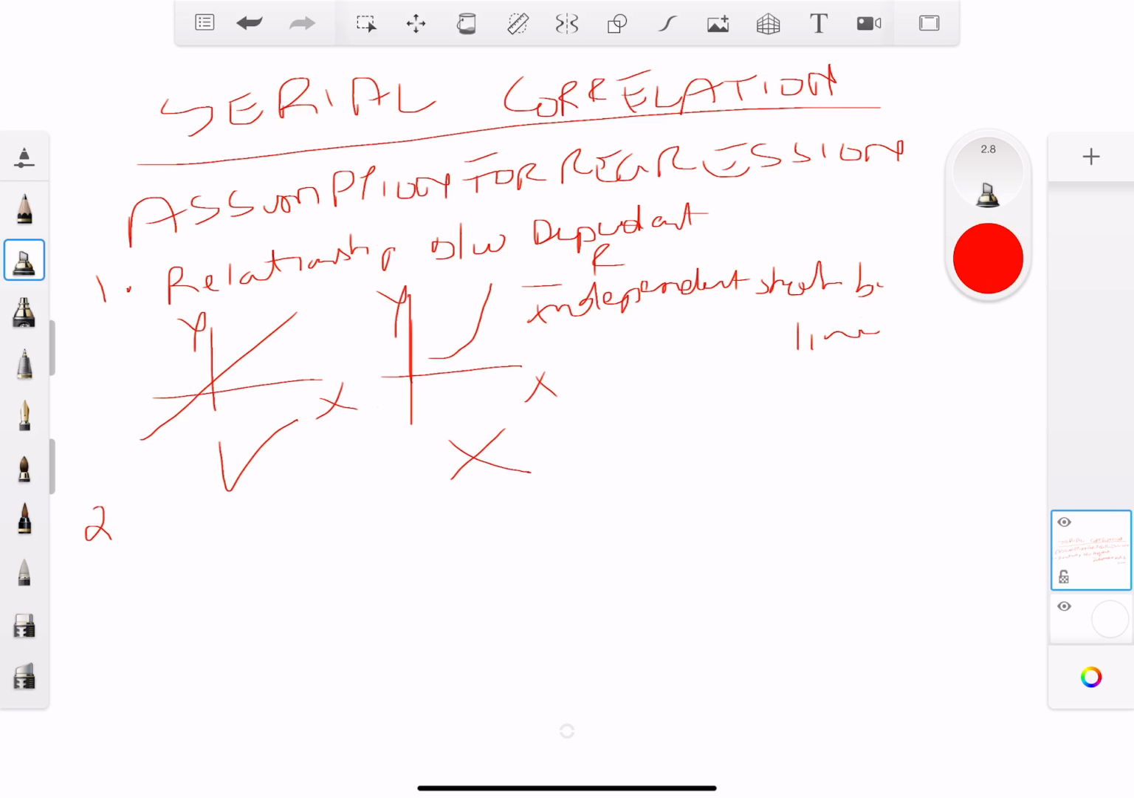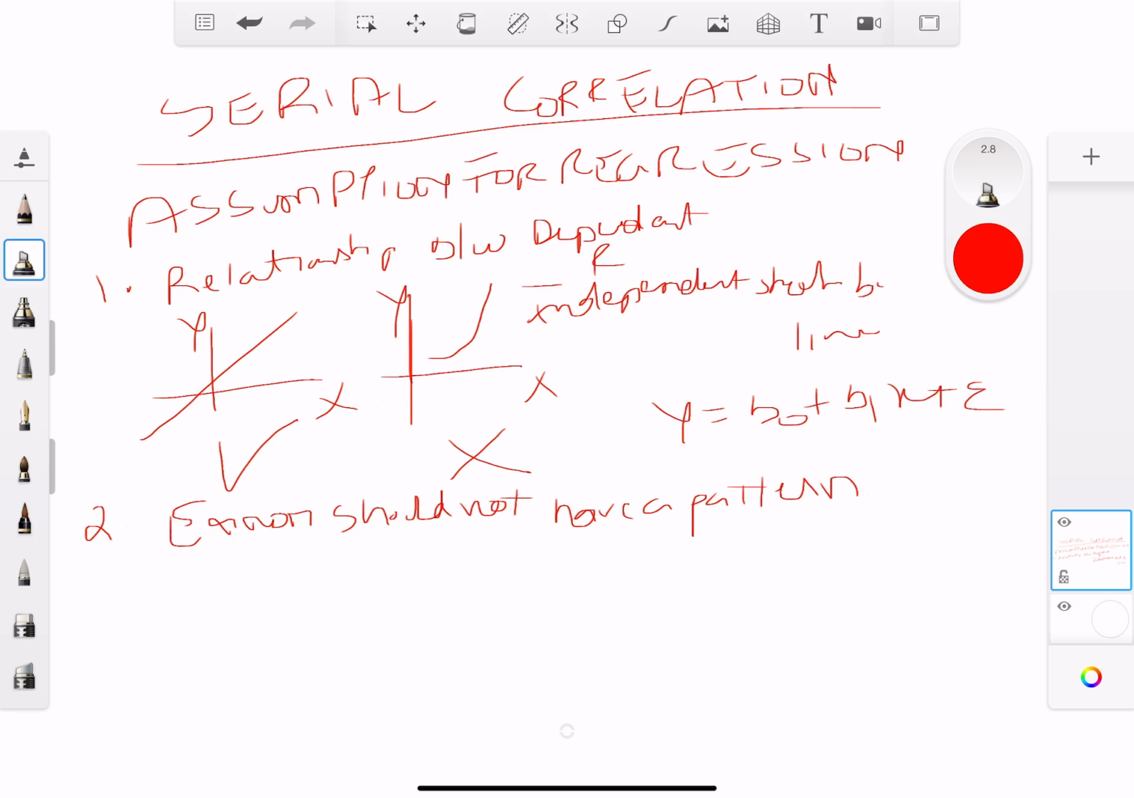The second thing we talked about is the error terms. The error terms should not have a pattern. That's a big one. When you talk about a regression line, y equals b naught plus b1x plus the error term, this is a regular regression line. Condition number one is that this should be linear, not exponential. Second is the error terms should not have a pattern.